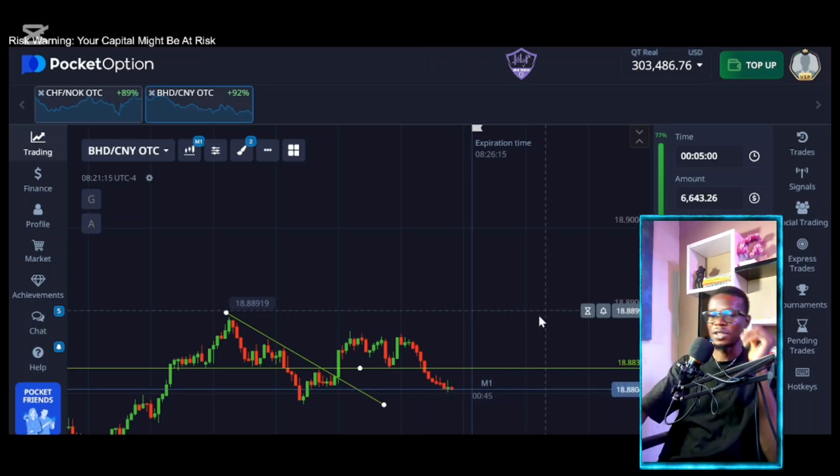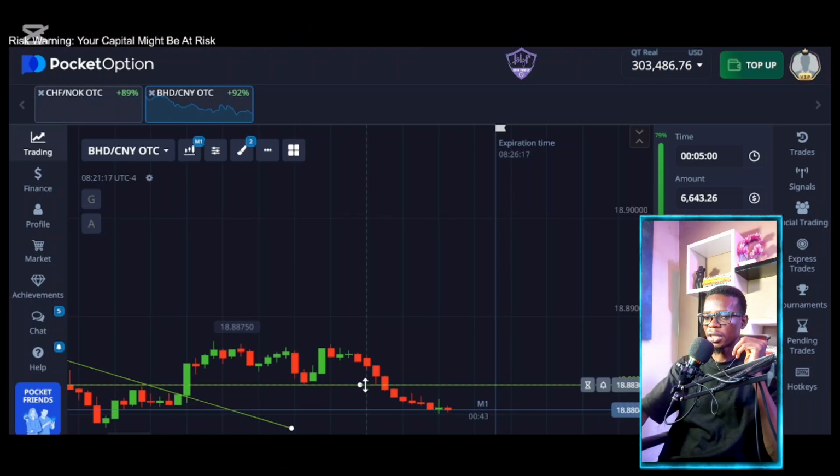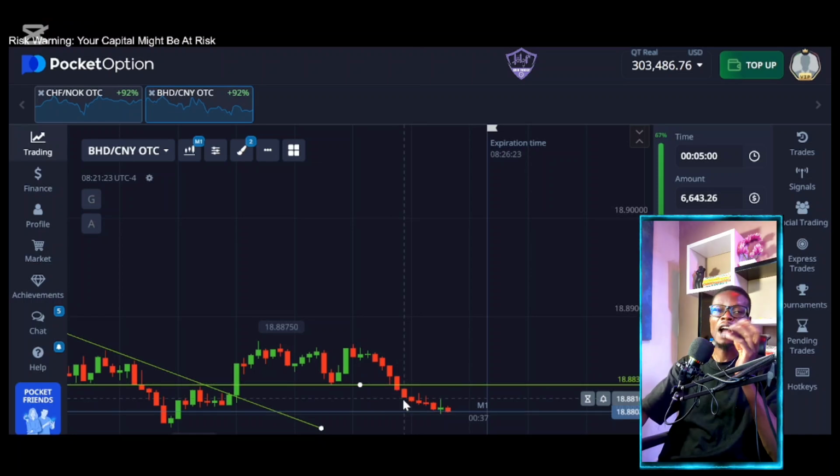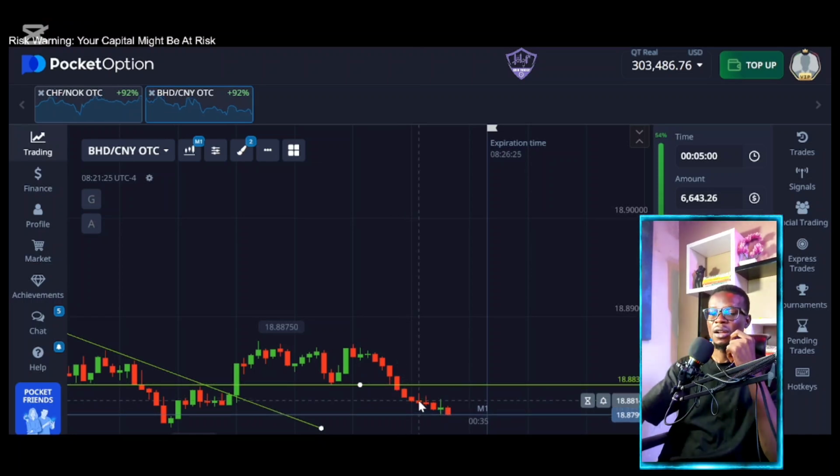Of course, look at this level. This is the area where price closed below this level that I've drawn, and of course I took my trade right here and see how beautifully price has melted down. This is what you can start doing. This is how you can start to be in command of the market if you understand how to use price action well.